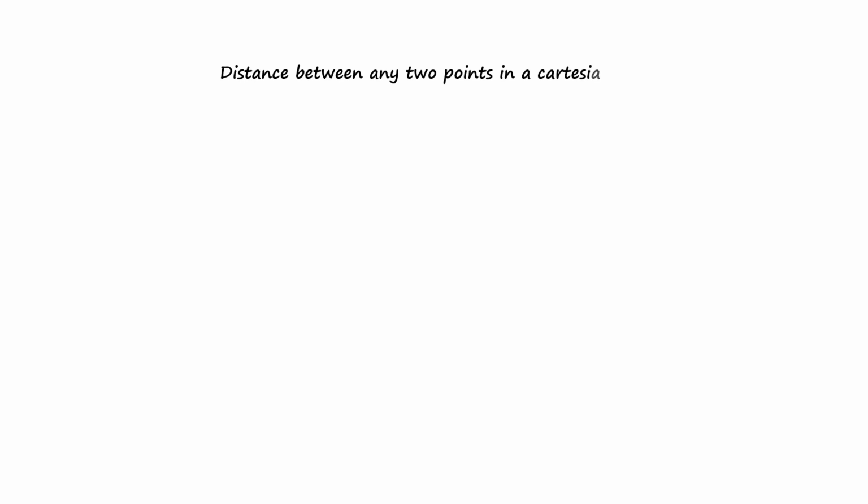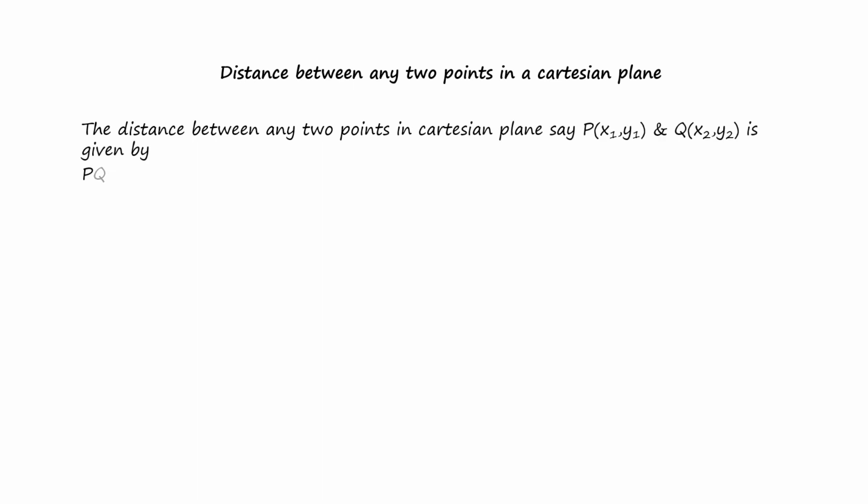Today we'll discuss the distance between any two points in a Cartesian plane. The distance between any two points in a Cartesian plane, say P(x1, y1) and Q(x2, y2), is given by PQ equals the square root of (x2 minus x1) whole square plus (y2 minus y1) whole square. Or it can be written as the square root of (x1 minus x2) whole square plus (y1 minus y2) whole square.